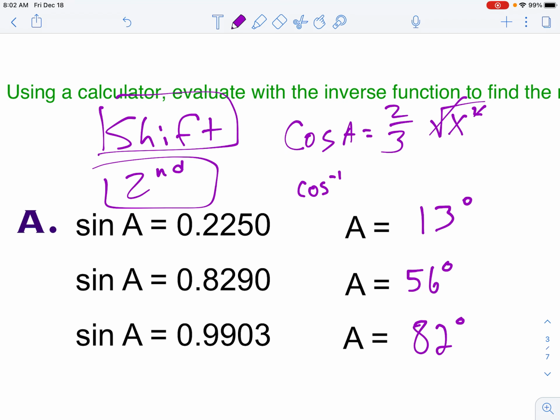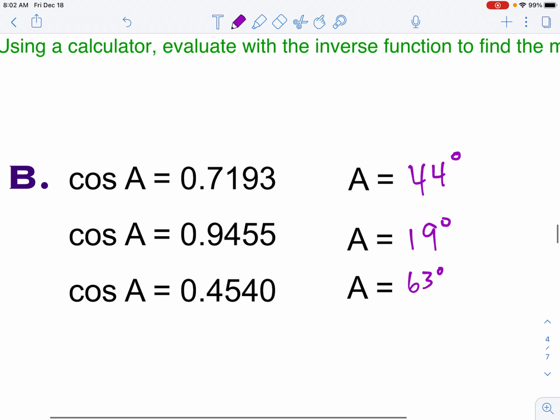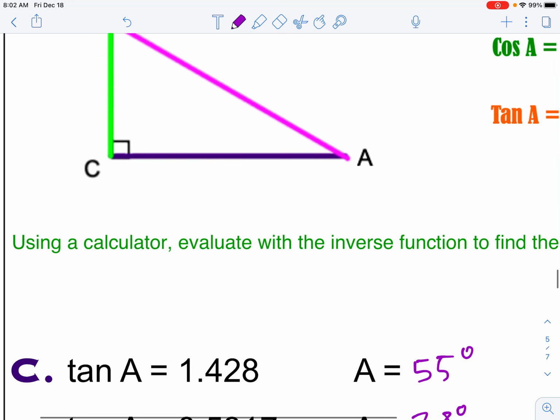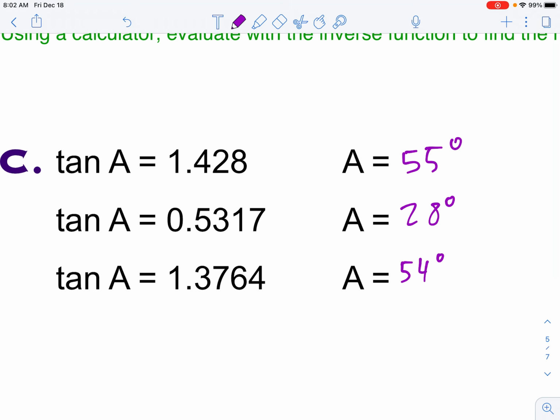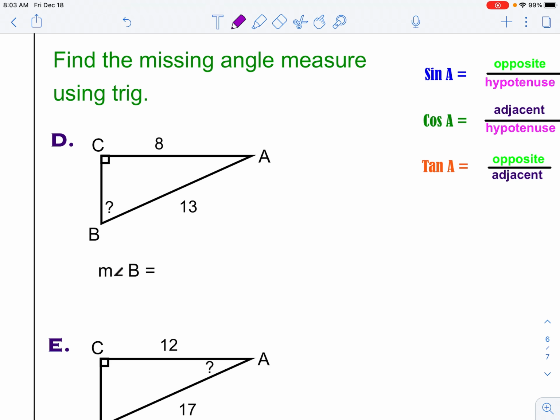Pause the video. Make sure you're getting 13, 56, 82. Again, I'm rounding those to the nearest degree, okay? And then here are the answers for cosine. Again, make sure you're getting the answers. It's just practice using the calculator. That's all we're doing. And here's tangent. All right, so go ahead, pause the video, try that out.